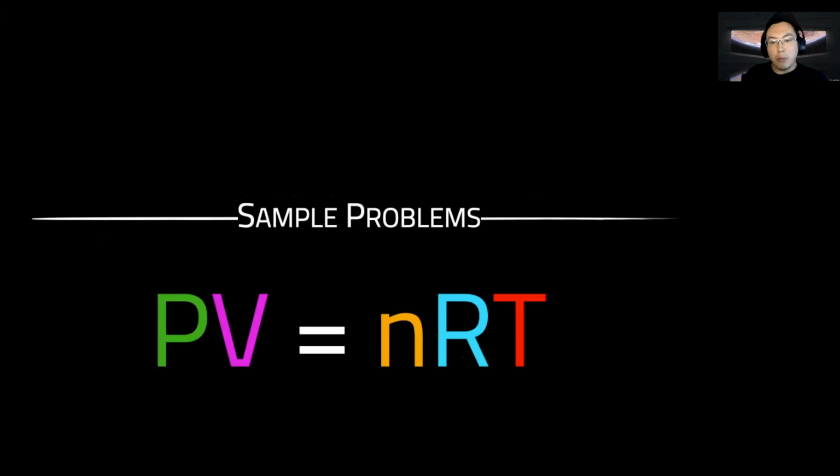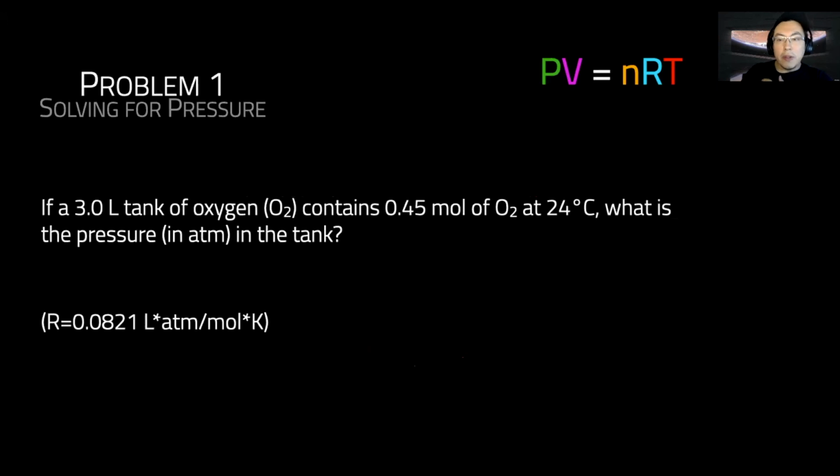So let's do some sample problems using this ideal gas formula. In this first problem, we are given this problem that says: if a 3.0 liter tank of oxygen contains 0.45 moles of oxygen at 24 degrees Celsius, what is the pressure in atmospheres in the tank?